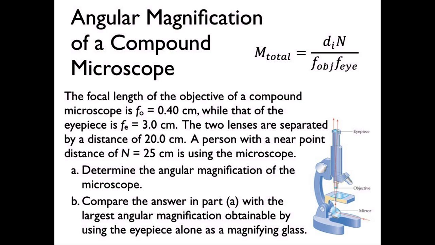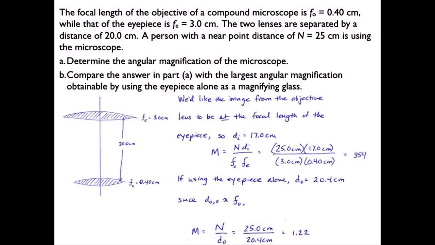All right, so to find the angular magnification of the microscope, I've sketched the picture of the microscope. I have my eyepiece lens up here. It has a focal length of 3 centimeters. The objective lens down here has a focal length of 0.4 centimeters, and they're 20 centimeters apart. So I'm looking at something down here below the objective lens.